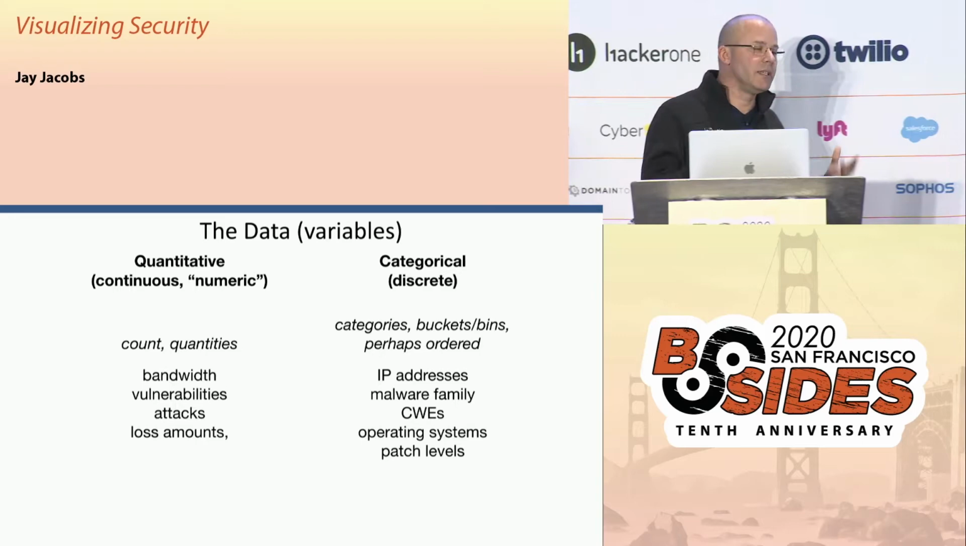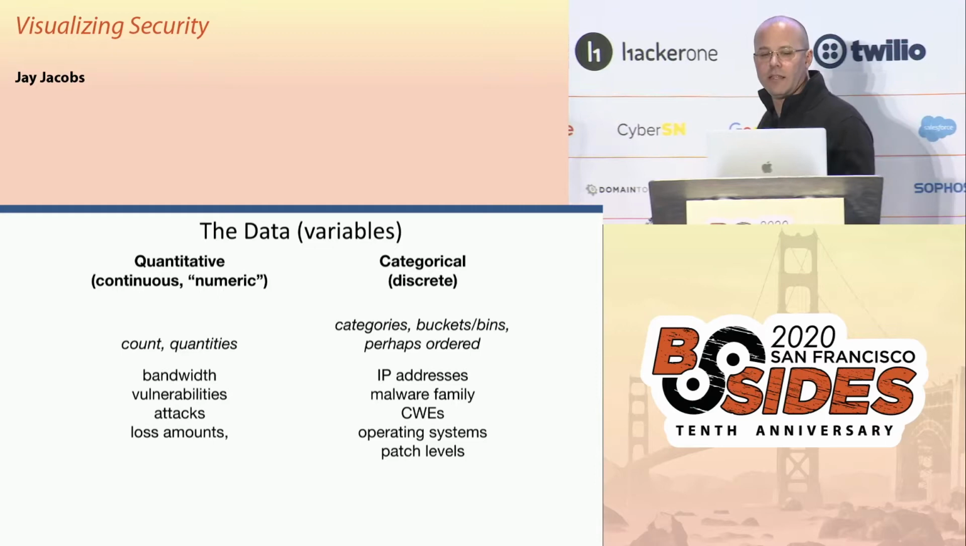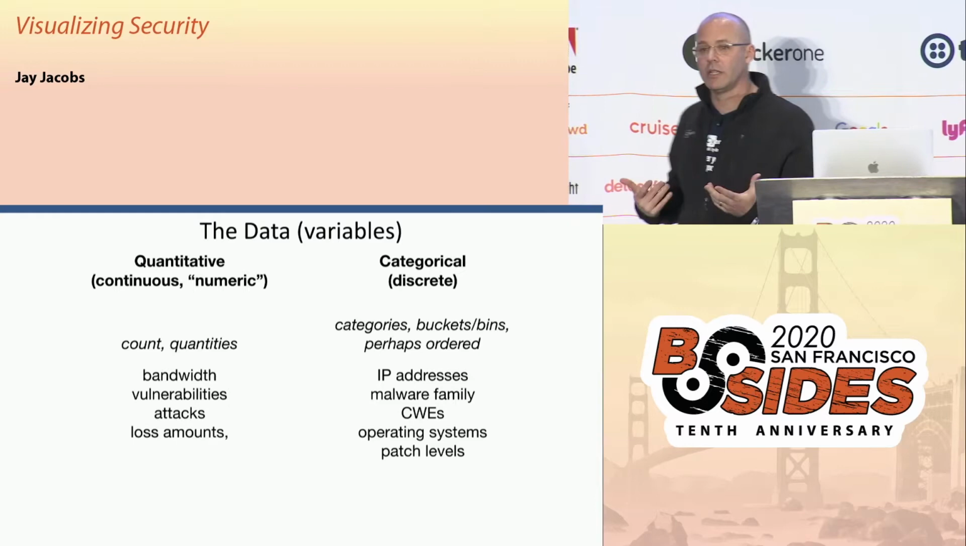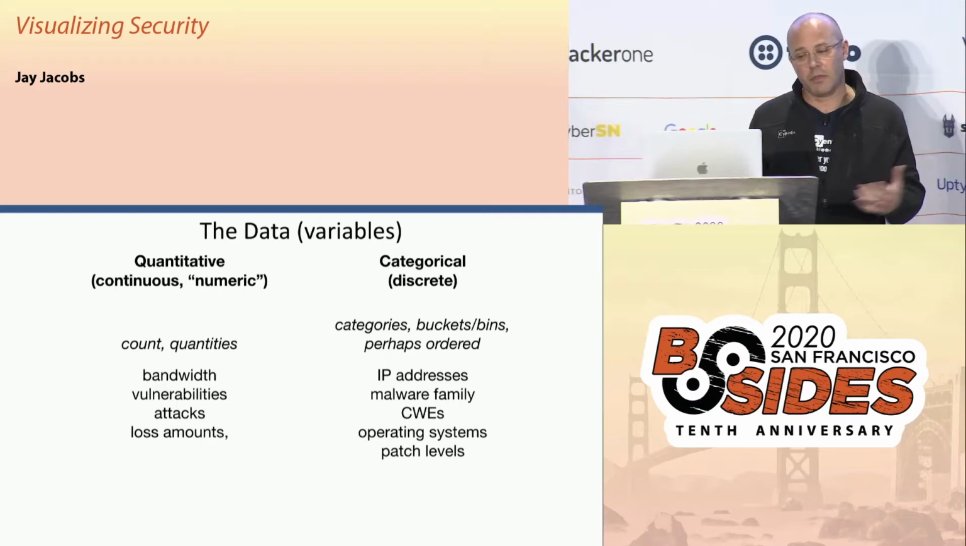Then you've got categorical or discrete data. And this is going to be categories, buckets, any lists, could be ordered, could have inheritance. So like an IP address, even though it's a number, it could be represented numerically, do not treat it as a number. This is one of the first things that people kind of screw up with when they're dealing with this.